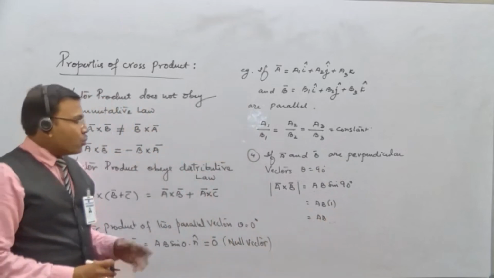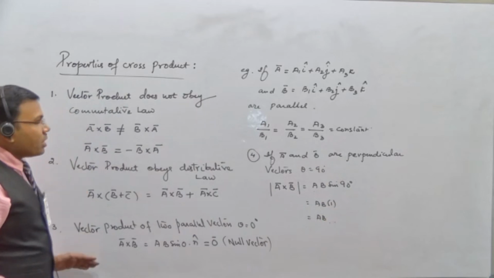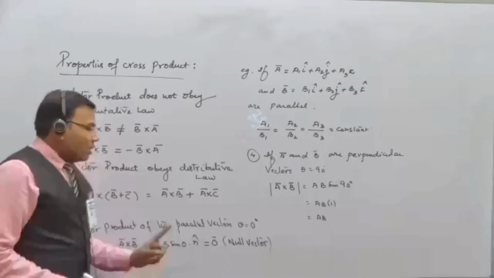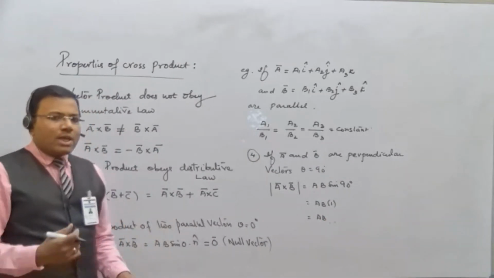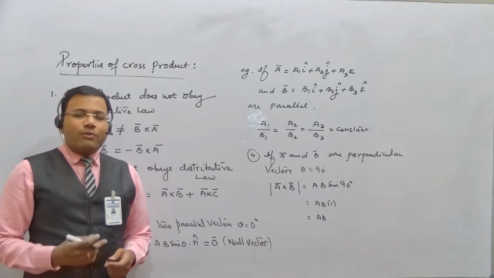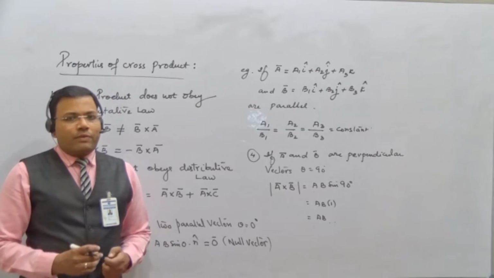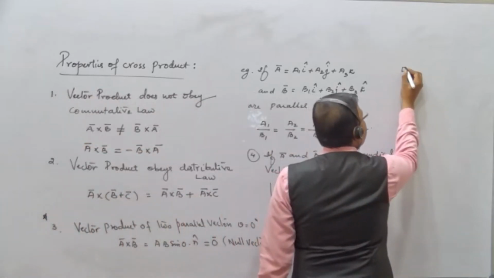I hope you have understood all the properties. We have four properties. One, this is two. The third one is for the parallel. The fourth one is the perpendicular. Out of these, the very important one is the third property. Now let us go for the examples. Which physical quantities obey or need to be calculated by using the vector product? The examples I am writing here.